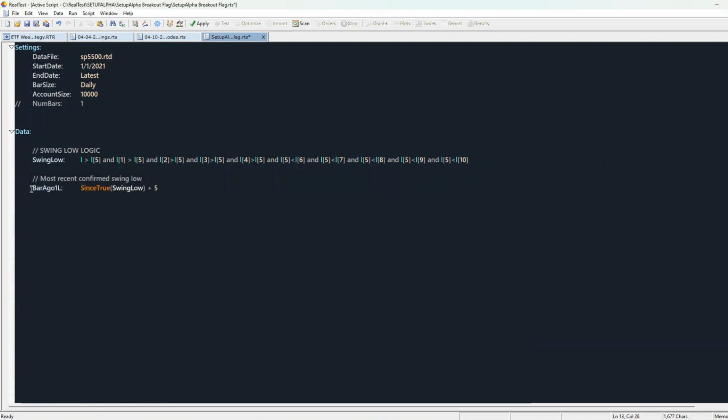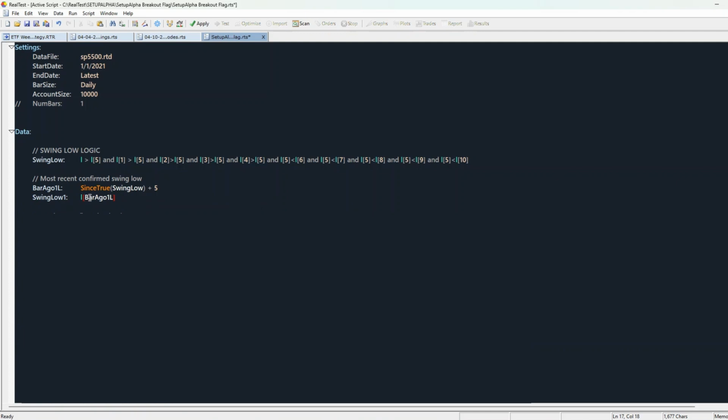Next, we want to locate the most recent swing low. This line tells us how many bars ago the last swing low occurred. We use the since true function, which counts how many days have passed since the last swing low condition was true. We add 5 because the swing low happens 5 days back in the earlier calculation. Now that we know where the most recent swing low occurred, we grab the actual price at that swing low, the low price from the bar where the swing low happened.